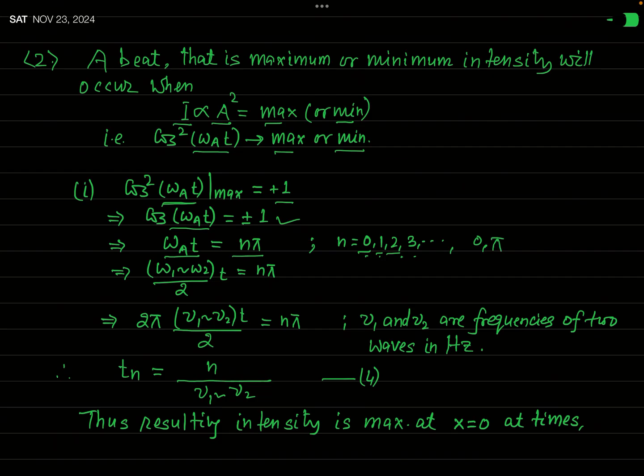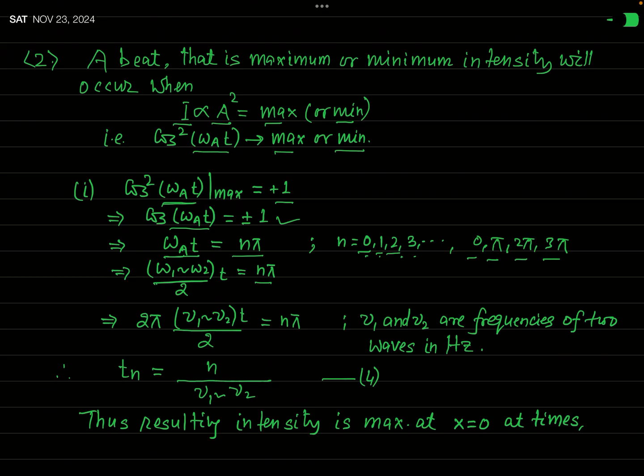So alternately, you can see this omega a t will be equal to 0, pi, 2 pi, and 3 pi, and in alternate manner, at 0 it will be plus 1, at pi it will be minus 1, at 2 pi it is plus 1, at 3 pi it is minus 1. Okay, so this is the general value. But we have assumed that this omega a is equal to omega 1 minus omega 2 divided by 2. So this much will be equal to n pi.